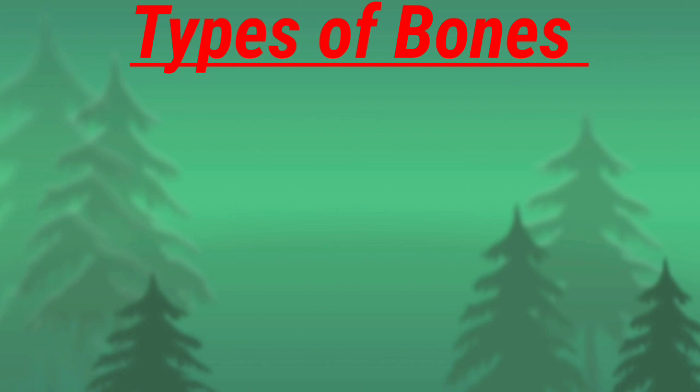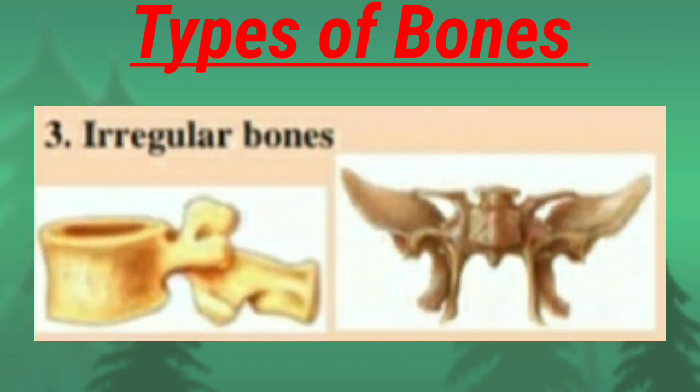The third type is irregular bones. Irregular bones vary in shape and structure and often have complex shape which helps protect internal organs. For example, the vertebrae. The irregular bones of the vertebral column protect the spinal cord.